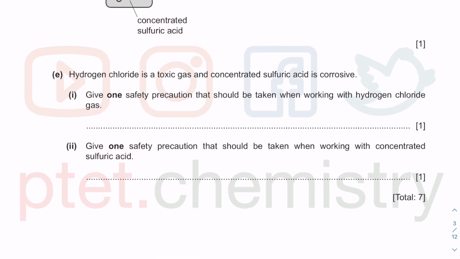Part E, hydrogen chloride is a toxic gas. Number one, it's a toxic gas. Sulfuric acid is corrosive. As you know, concentrated acid definitely can burn your skin. Toxic gas is poisonous or is toxic to you. It can kill us. So what is the safety precaution? In terms of hydrogen chloride, they don't ask in terms of sulfuric acid. That comes after this. So let's talk about the toxicity of the gas.